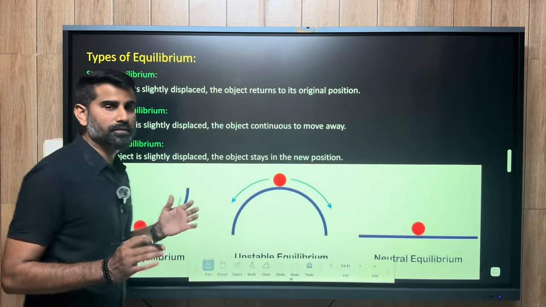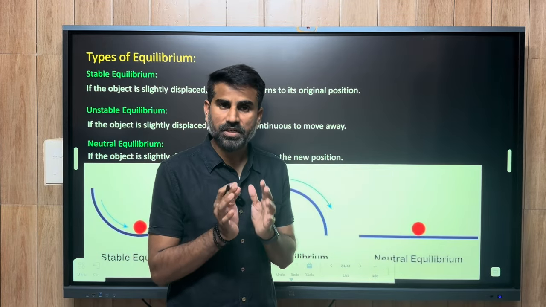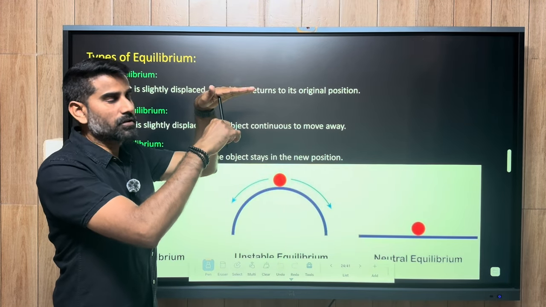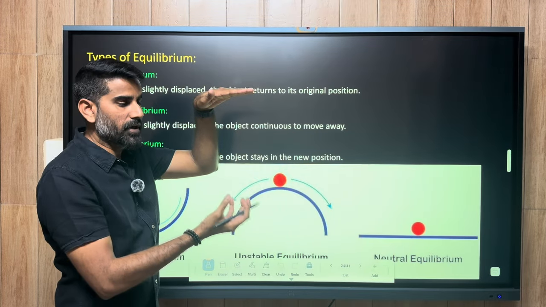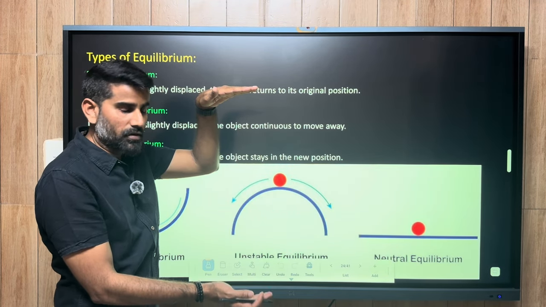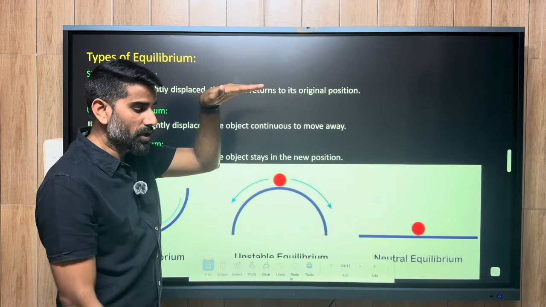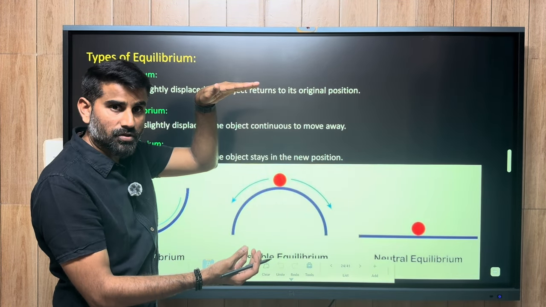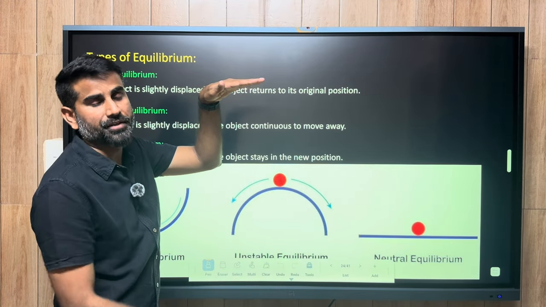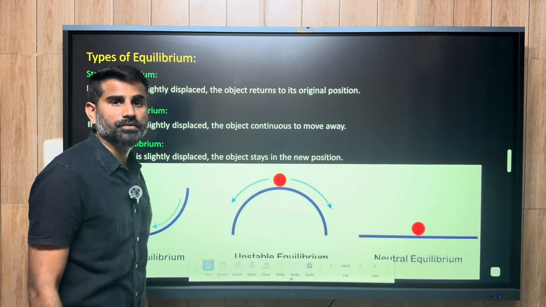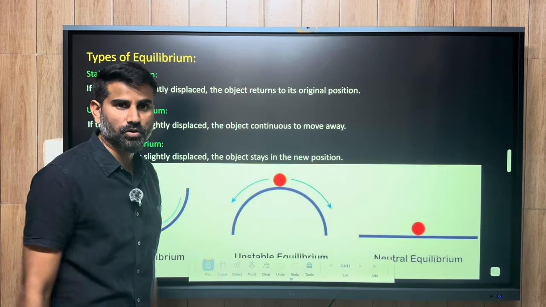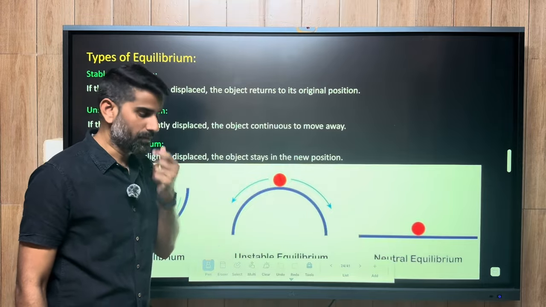Let us suppose an object is at rest. For example, I have taken a spring which is held about a support point, and I have attached a mass and left it slowly. Then what happened? This spring has stretched for some length, and then the object came to rest at some point after some elongation. The object is not moving, that means the object is in equilibrium.